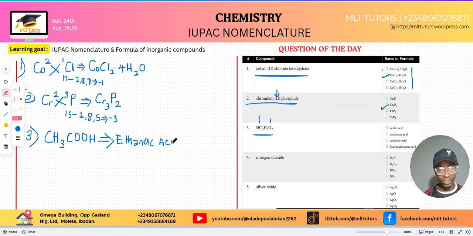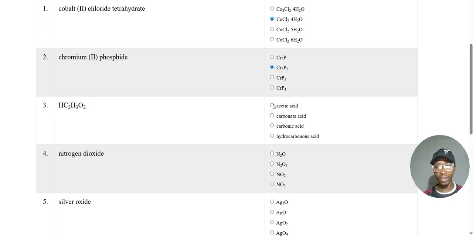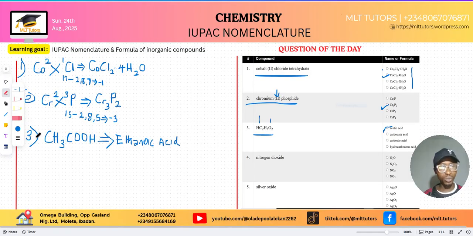So let's check which of the names we have in the options. Okay, we didn't have ethanoic acid, but we have acetic acid. So the correct answer should be the first one. Okay, let's pick that in the software. So we have acetic acid, all right. So on to the next question now, which is question 4.